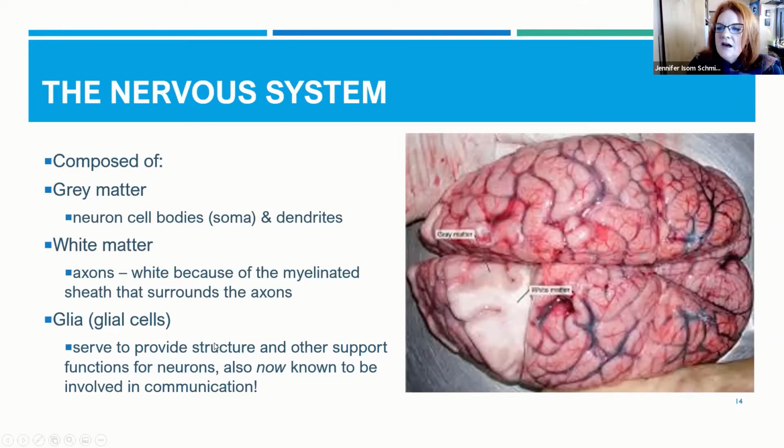If we think about the number of these cells, these neurons in the brain and these glial cells, anybody know how many neurons are currently believed to make up the human brain?